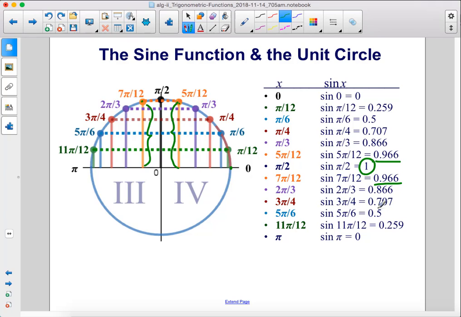And say this line or the point at 3 pi over 4 here has a length here of 0.707, and so does this line right here, the reflected point across at pi over 4.